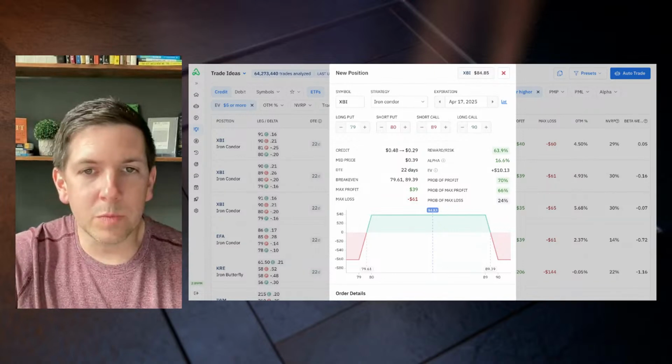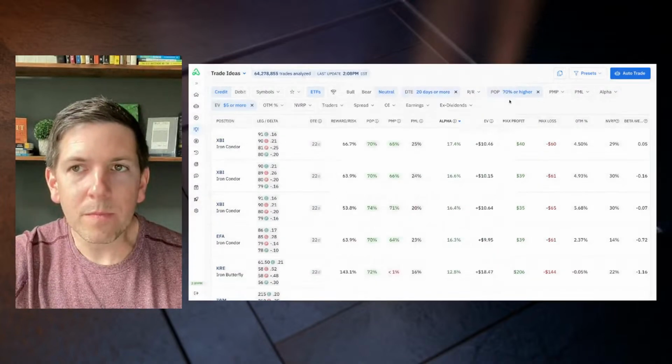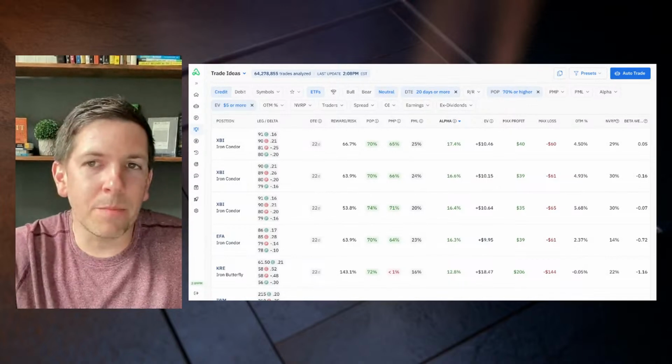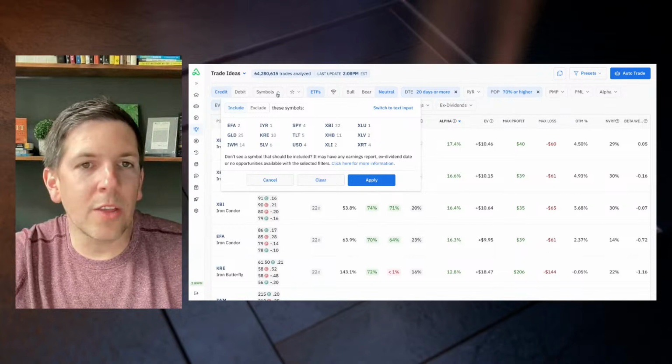So you can hold on to these positions. You can build a portfolio of these positions as you go out. And so that's what we want to do as traders. We want to be able to find these trades a little bit faster than you could otherwise do it.